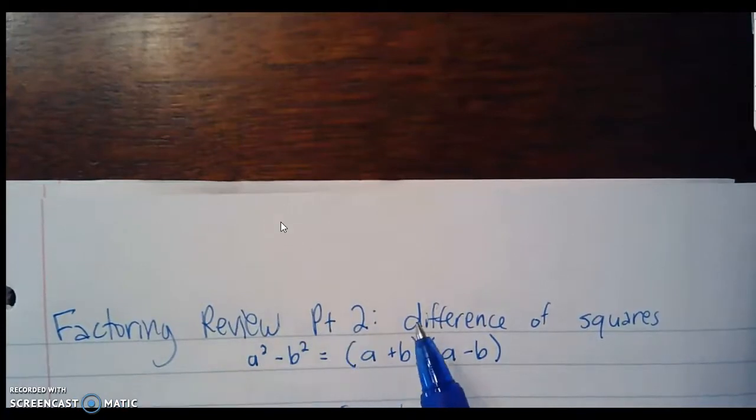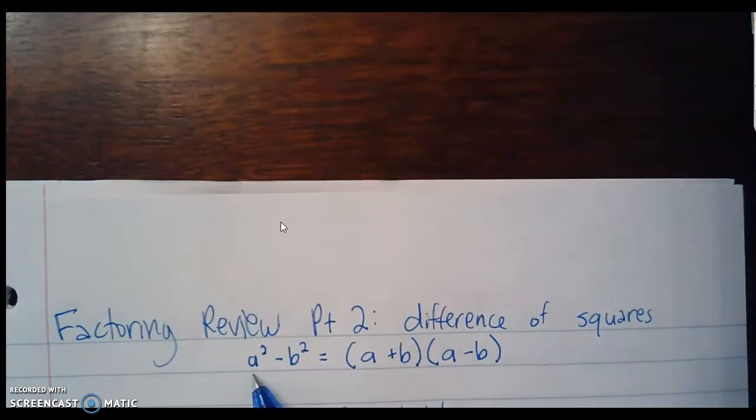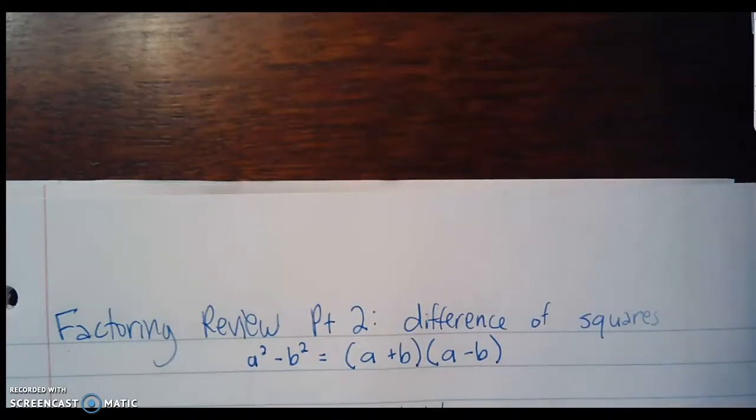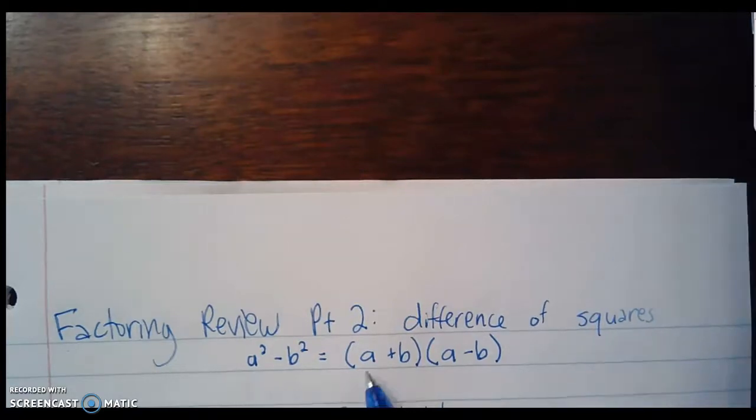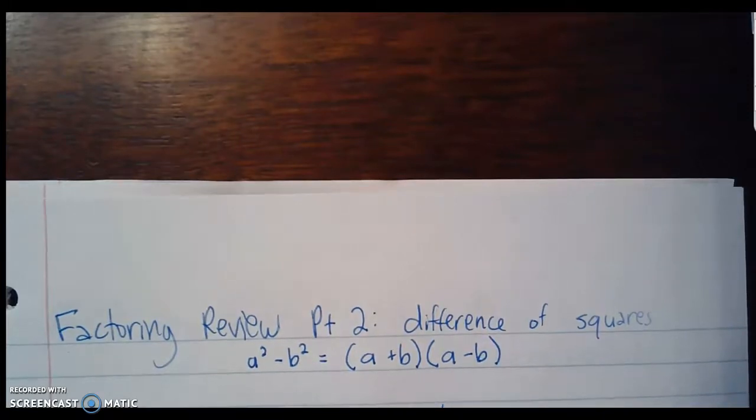Part 2, difference of squares. And what I mean by that is if I have a squared minus b squared, that will factor into the quantity a plus b times the quantity a minus b.